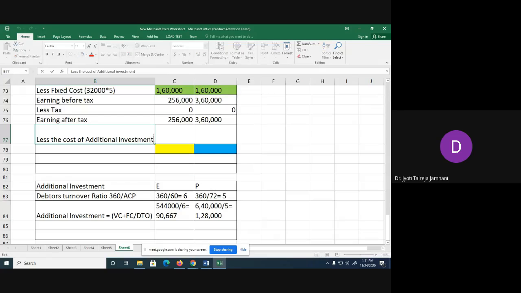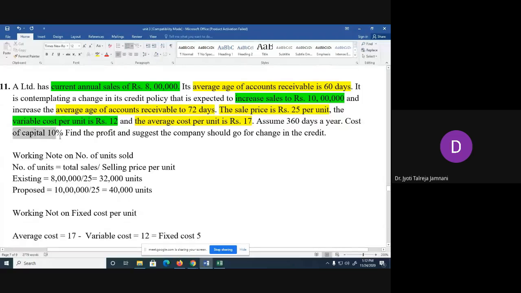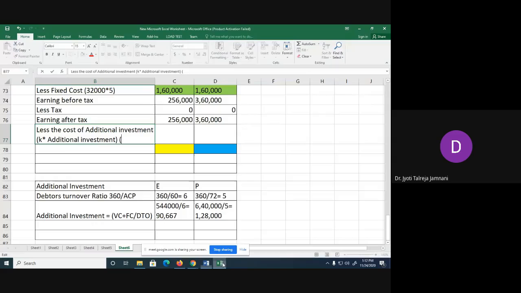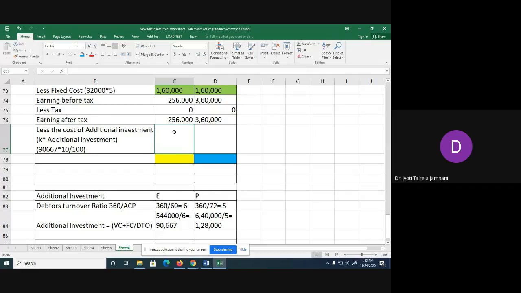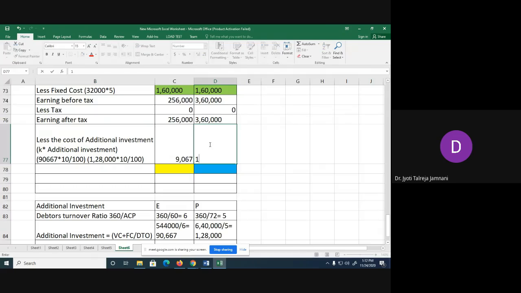So we'll find K into additional investment. K is nothing but the cost of capital, which they've told is 10%. So 90,667 into 10%, we'll get 9,067. Next, 1,28,000 into 10%, 10 divided by 100, is 12,800. So you minus it and find the profit.